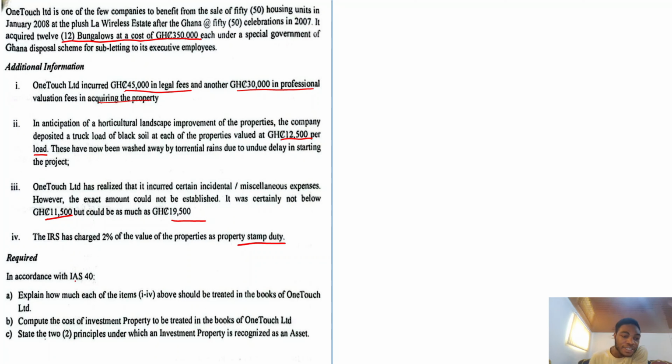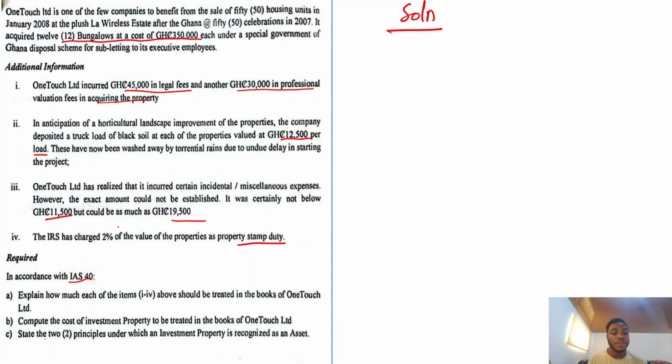In accordance with IAS 40, the requirement: A, explain how each of the items I to IV above should be treated in the books of One Touch Limited. B, compute the cost of investment property to be treated in the books of One Touch Limited. And C, state the two principles under which an investment property is recognized as an asset. This is a very simple question. Even if you don't find it simple, trust me, by the end of this explanation and solving, you will appreciate the concept.